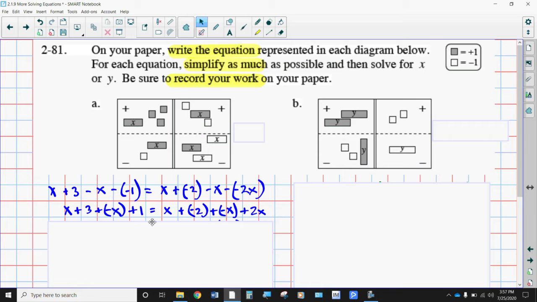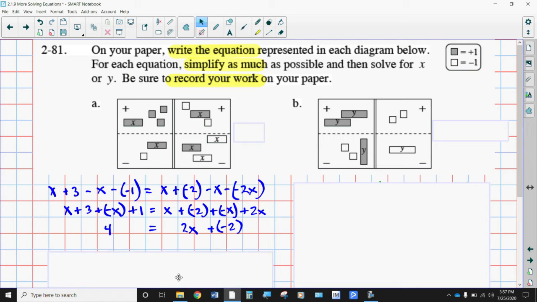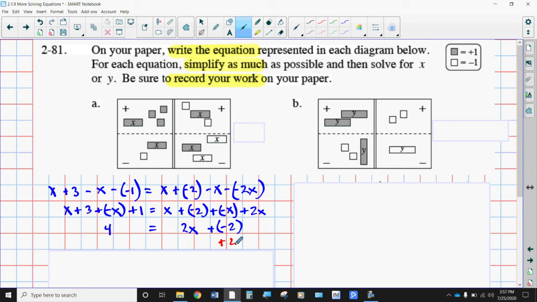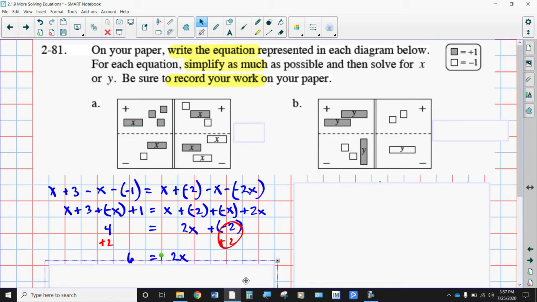Now we can start combining like terms. Notice the x and the negative x cancel each other out, and you just end up with the 4. And here you've got this negative x canceling out with that x, but you still have the 2x and the negative 2. So at this point, what are we going to do here? We got our x's all by themselves here, so let's go ahead and add 2 to this side, so that zeroes this out, which means we also have to add 2 to this side. So we end up with 2x is equal to 6.